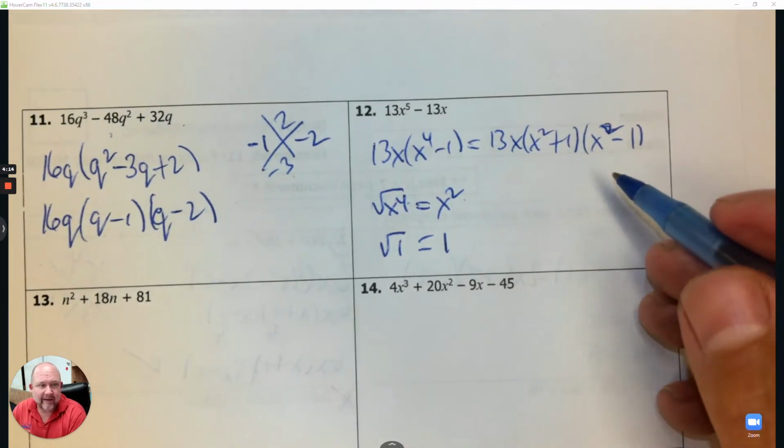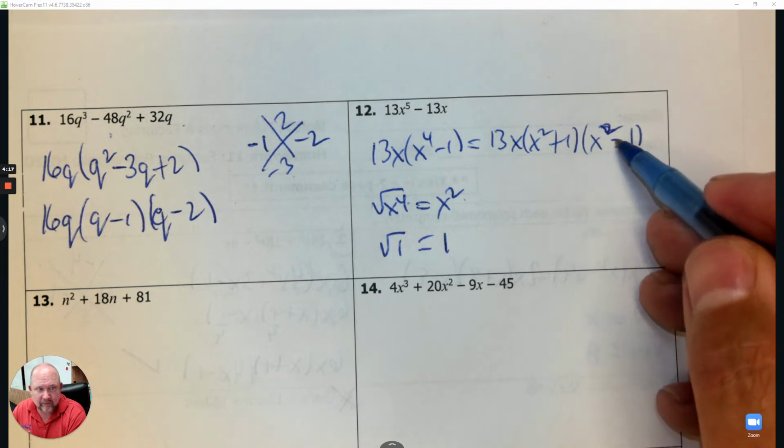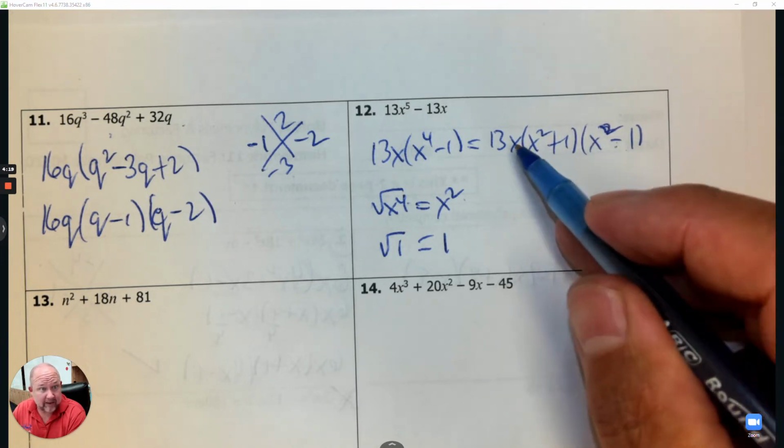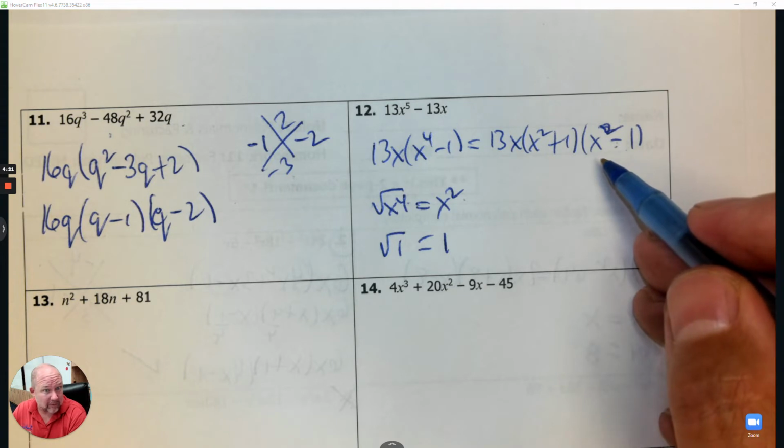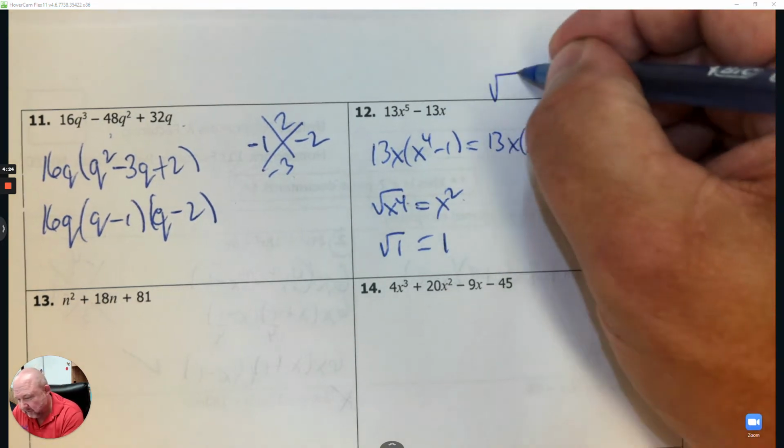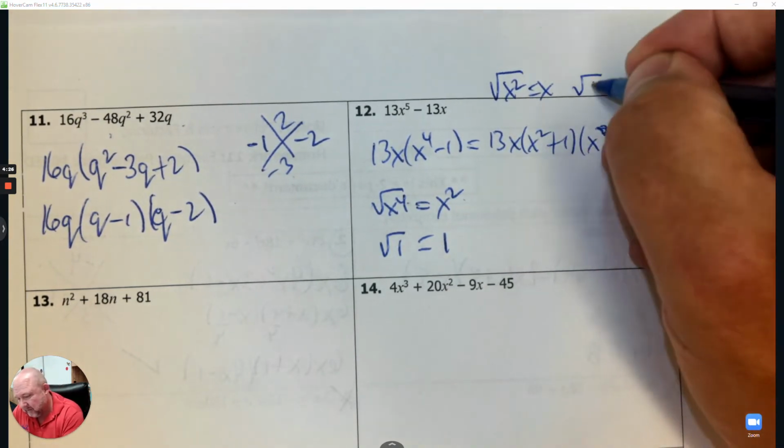Just for fun, x squared subtract 1 is a subtracting binomial. This is prime and this is prime, but this one actually can go one more step. That's fun. The square root of x squared and the square root of 1.